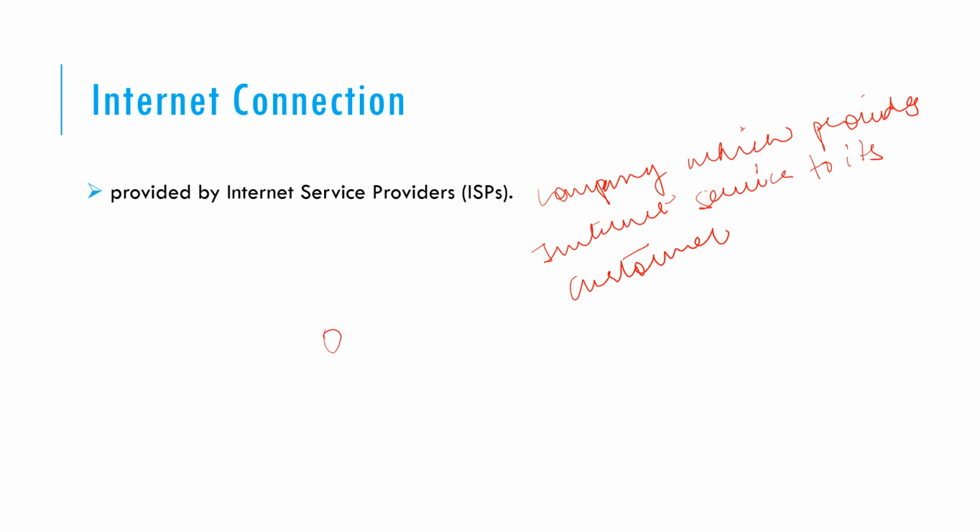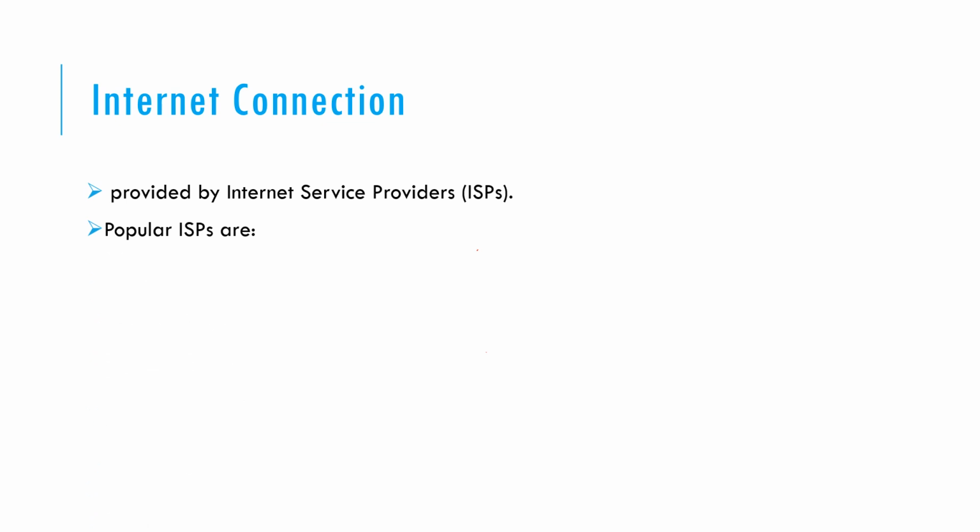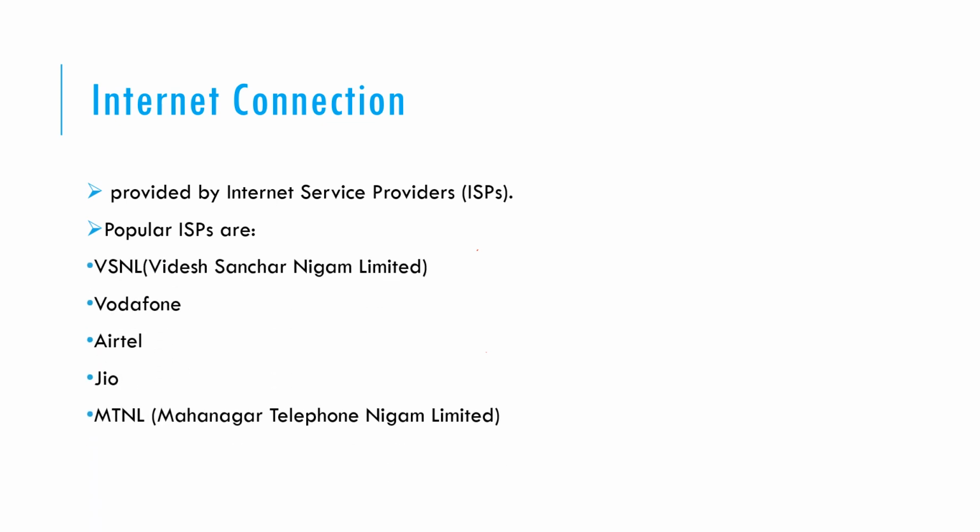Suppose you are a user and you want to connect to the internet. So directly you cannot connect to the internet. For that you need an ISP, that is internet service provider, which helps us to connect to the internet. So different internet service providers are BSNL, that is Bharat Sanchar Nigam Limited, then Vodafone, then Airtel, then Jio, then MTNL, that is Mahanagar Telephone Nigam Limited.